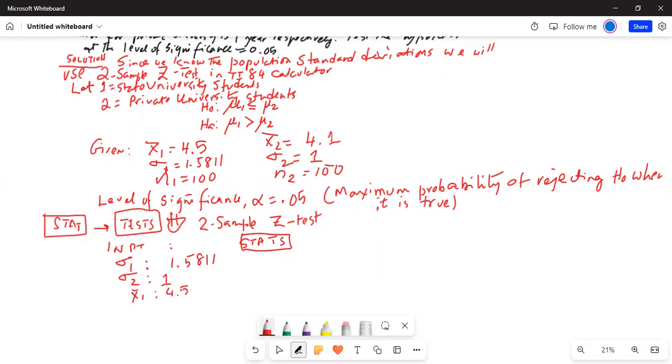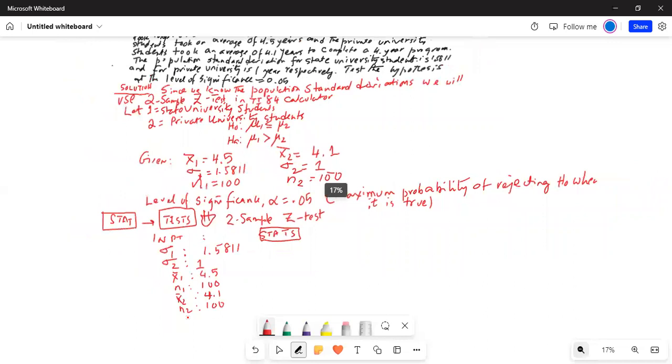Okay. N1 is 100. Okay. X2 bar is 4.1. N2 is 100 again. The next line is the alternate hypothesis.